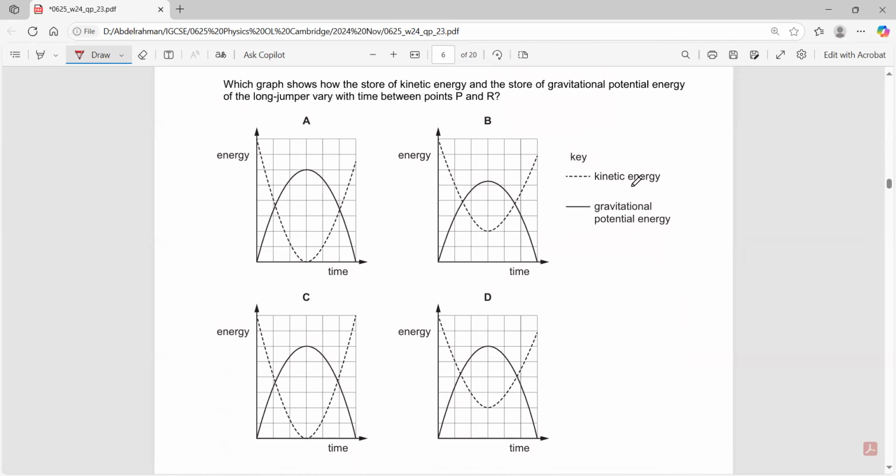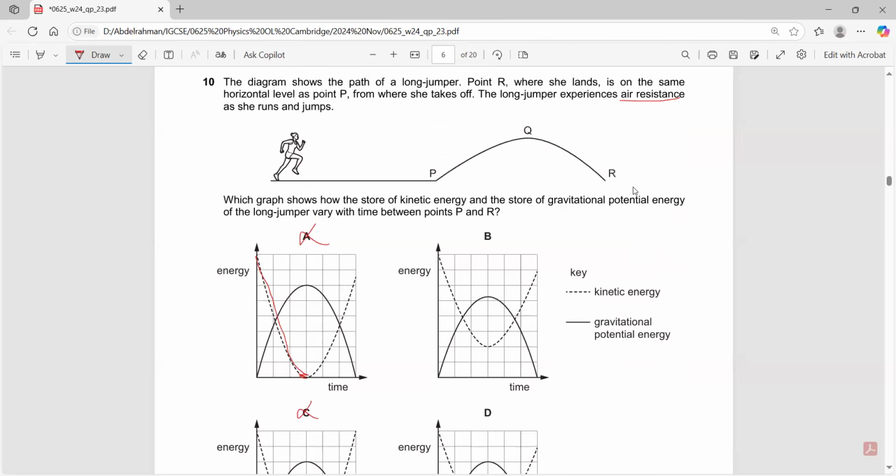Can I immediately cancel out A and C? I can do that. Why? For a very simple reason. The kinetic energy does not reach zero. While she's jumping from P to Q, at Q she still has some kinetic energy. She didn't stop. She's not, for example, vertically jumping upwards. She's jumping in horizontal motion. So at Q she still has some kinetic energy. It does decrease, yes, but she does not have zero kinetic energy at Q.